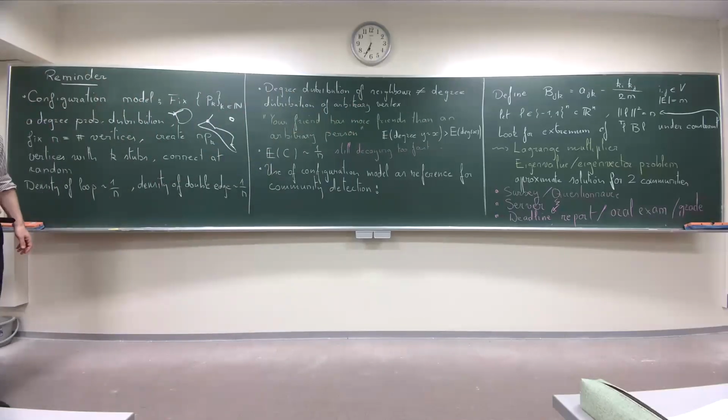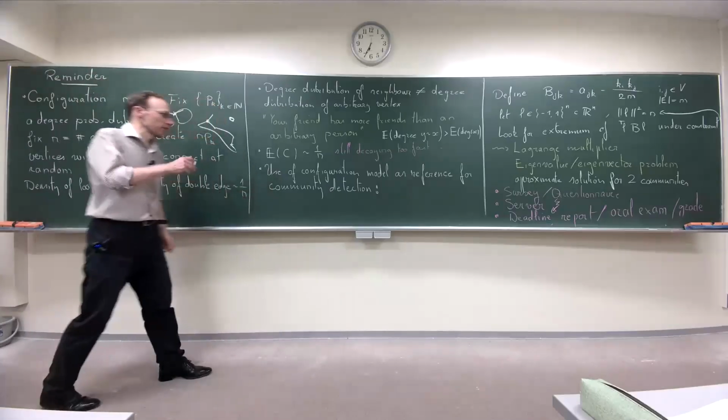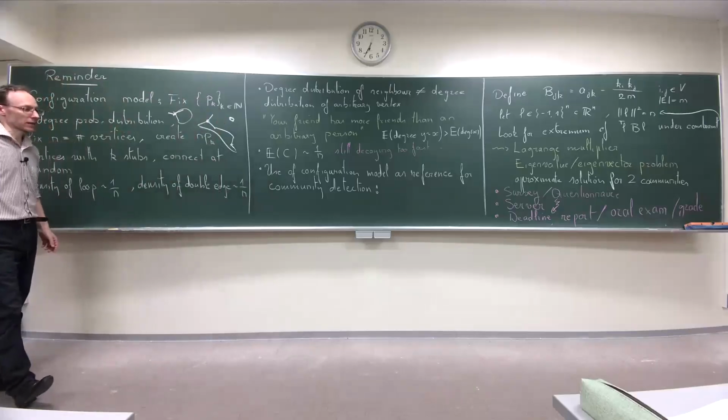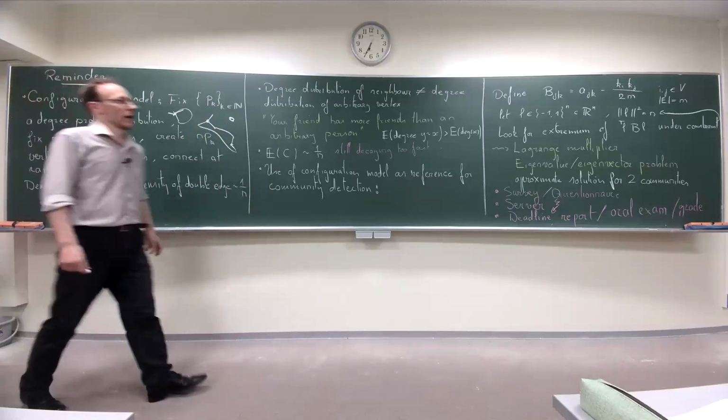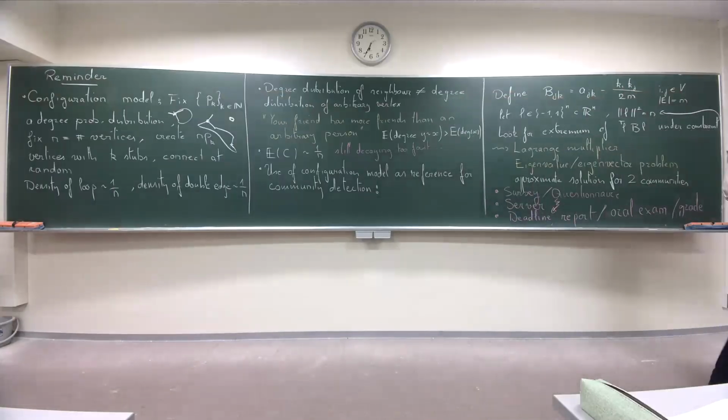And the last thing I presented is the use of this configuration model for the detection of communities. And I explained what a community is. It's not very precise, but still you would like to find in a graph if you have some parts which are more tightly connected than other parts. And I gave one way to do it precisely with this configuration model as a reference.